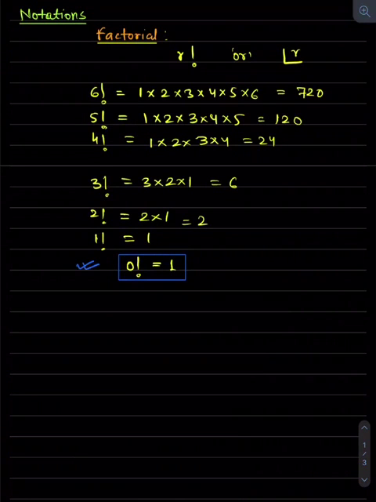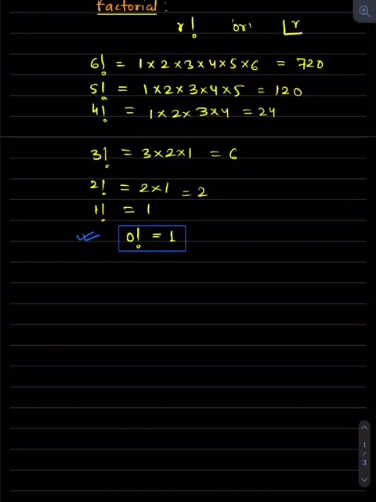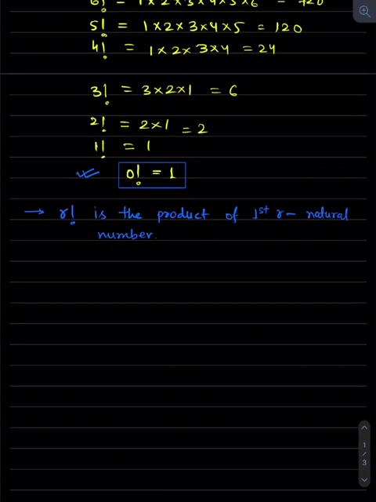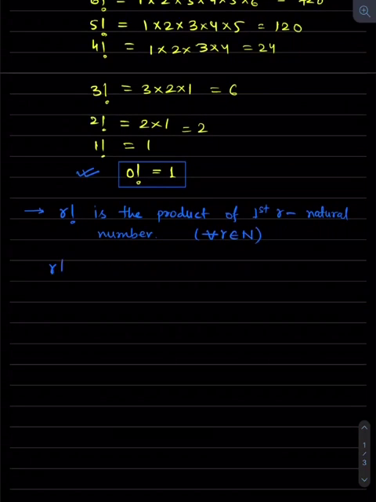This is quite an undefined term, because what is the definition of factorial? Define: r factorial is the product, where r is any natural number, so r factorial is the product of the first r natural numbers. So for all r belonging to the set of natural numbers, r factorial can be written as 1 into 2 into 3 into 4 into r minus 1 into r. So the last term will be r.